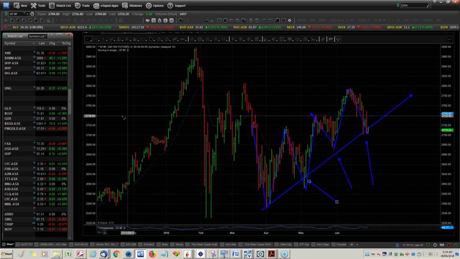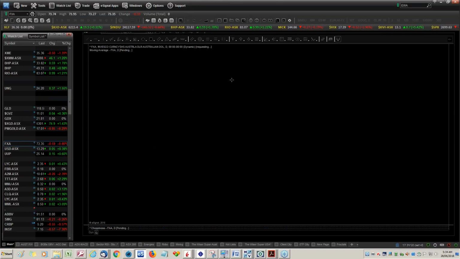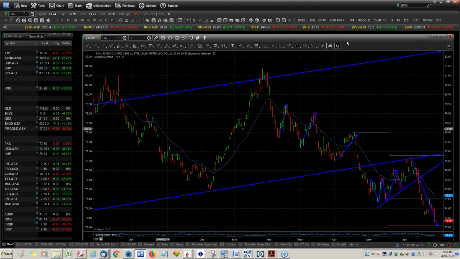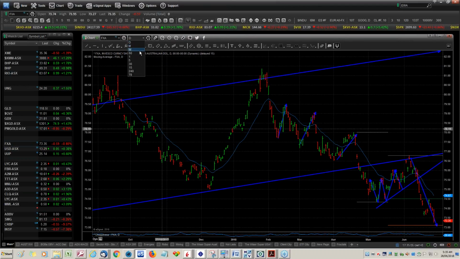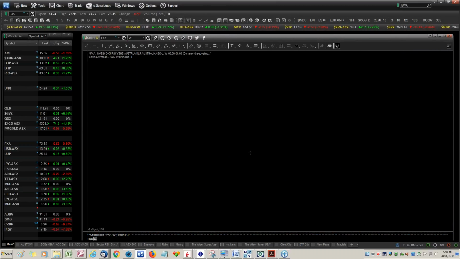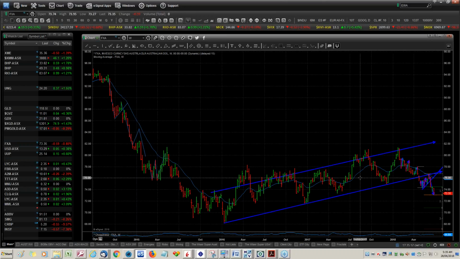First of all, I'll pick up the Australian dollar. The Australian dollar has been, as it comes up on screen, I will flick it over to a weekly chart to give it a context. Just give it a few moments. Your screen should be black because mine's black.